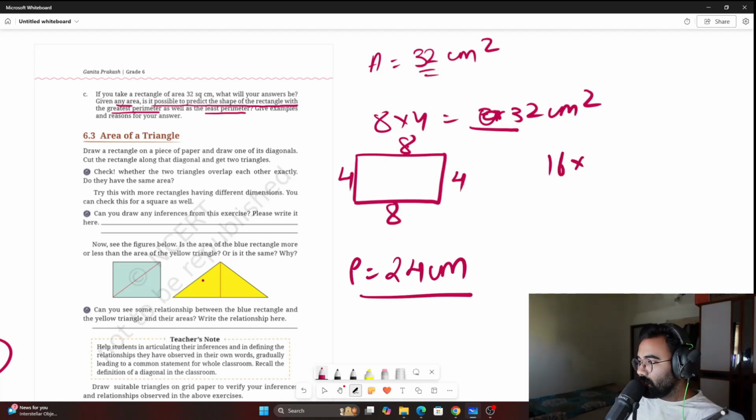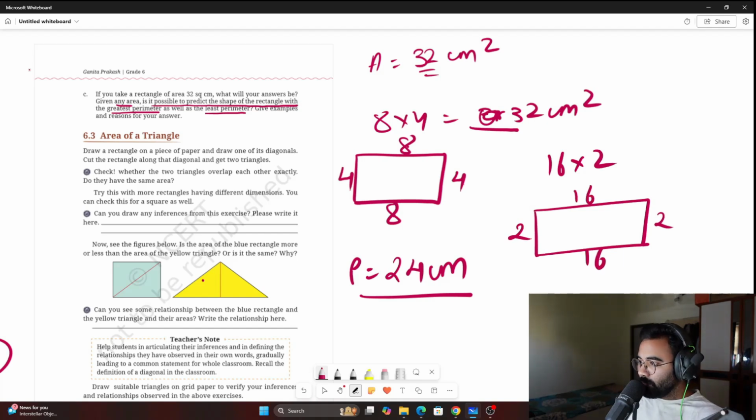In what other ways can you write 32? That is 16 2s are 32. This is 2, this is 2, this is 16, this is 16. This rectangle also has the same area as this one. But what is the perimeter? That is 16 plus 16 plus 2 plus 2. 16 plus 16 is 32, 32 plus 4 is 36 centimeter.